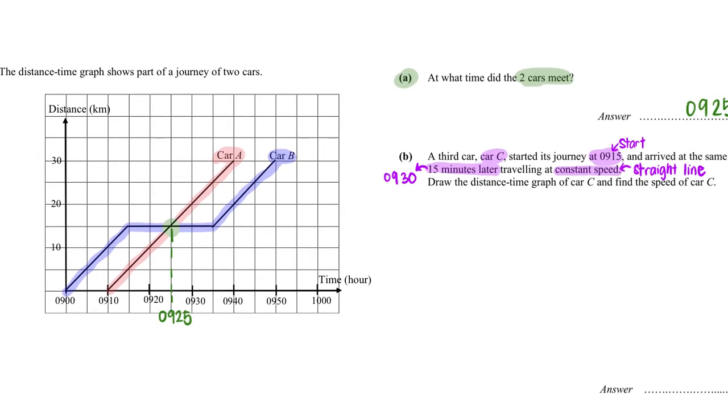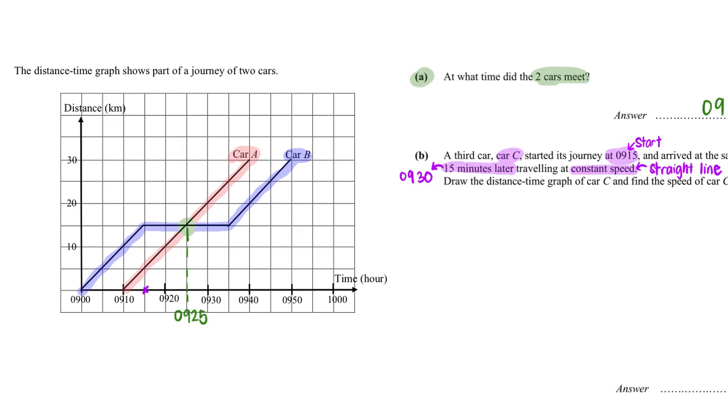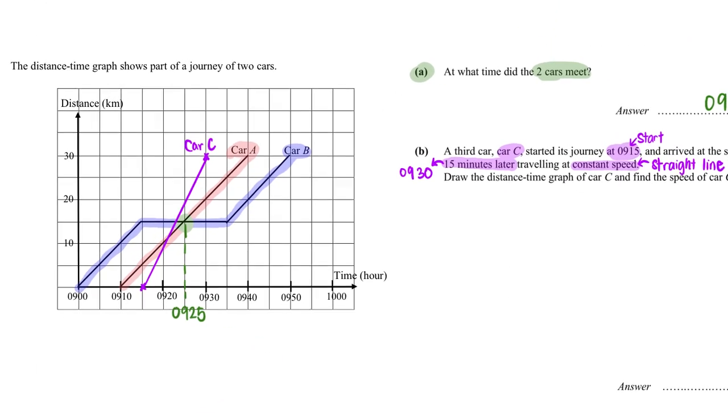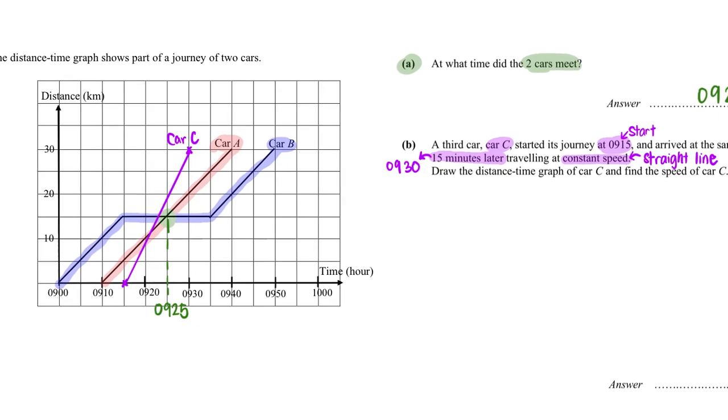Start at 9:15, that means it has to start here. It ends at 9:30 at the same destination, which is 30 kilometers. And it is a straight line graph because it is a constant speed. Let me just indicate here that this is for car C. And find the speed of car C.